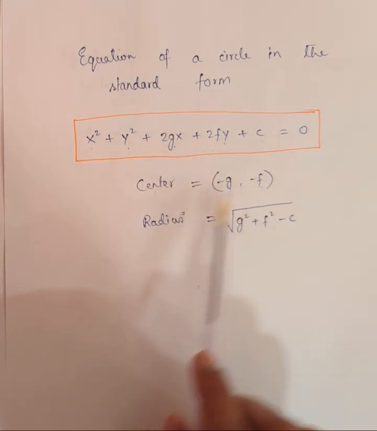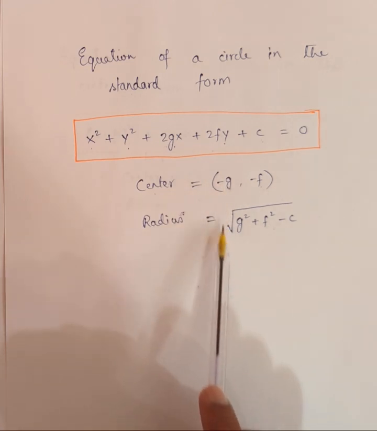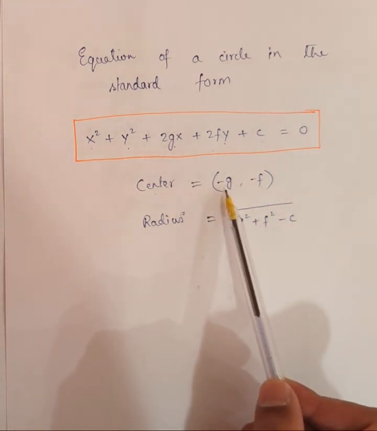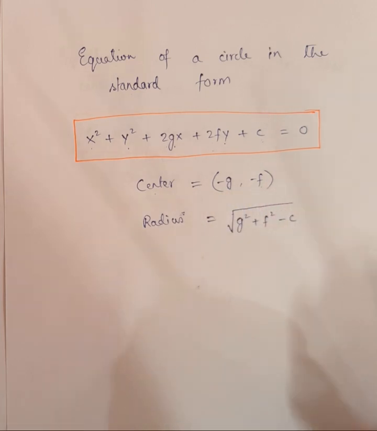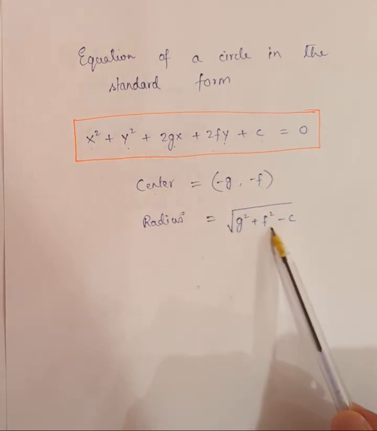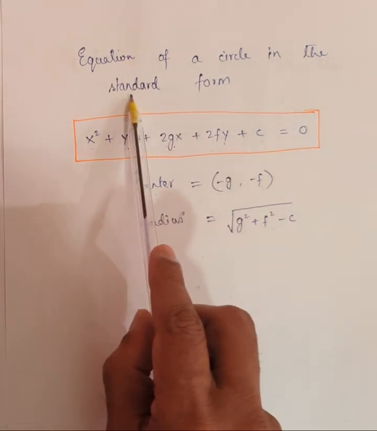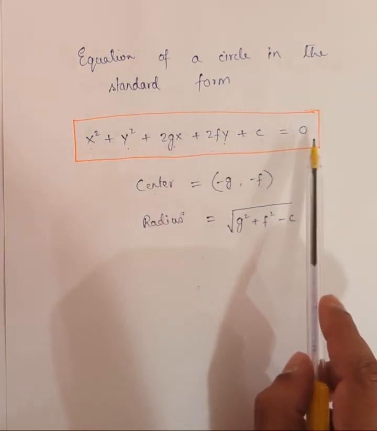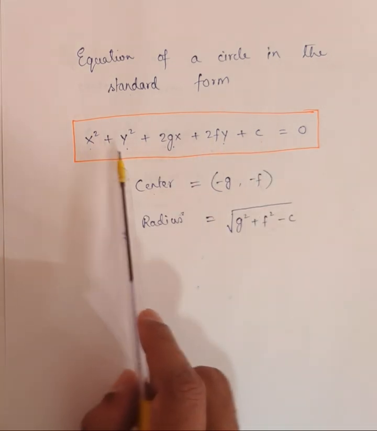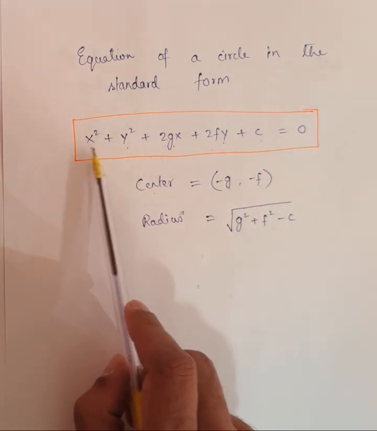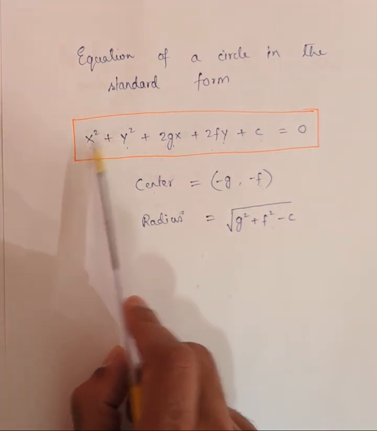Same thing with the y coefficient. And once I get the center, I can get radius by taking square root of g square plus f square. So I could square negative g and negative f. I get the same answer, but I need to subtract the constant term. And that's called the standard form. In the standard form, everything is on the left. There are no parentheses and the right side is just 0. And also notice that coefficient of x square and y square, they are both 1.